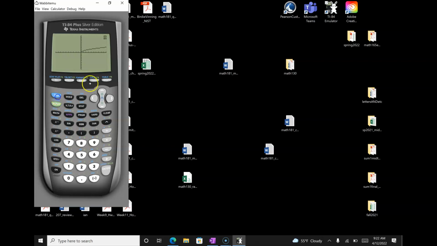So second, calculate 7 for integral. Lower limit is 0, enter. Upper limit is 1, enter. And you see my 2/3, 0.6 repeating. Yes?